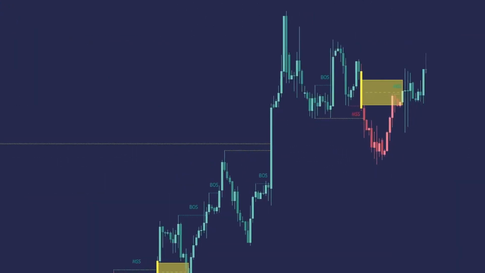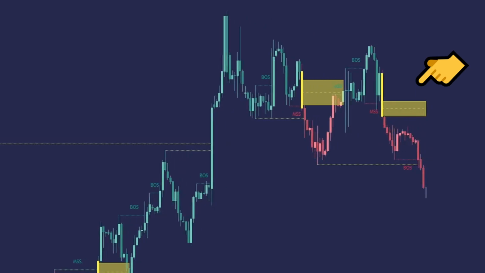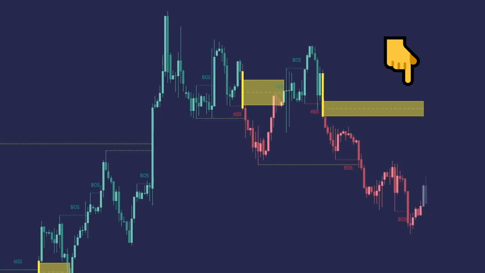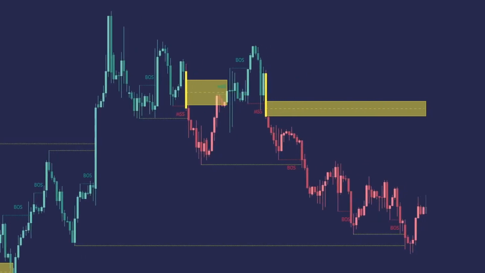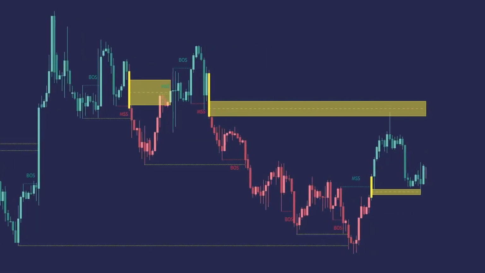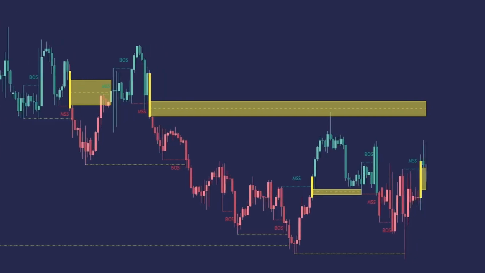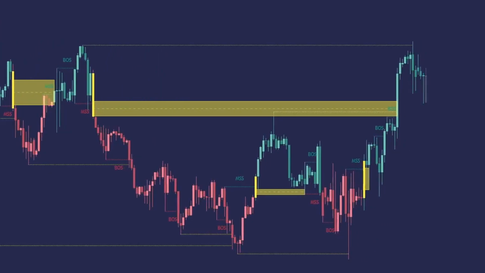Then we also have the ability to look for displacement and show the fair value gaps that were created as a result, filtered by whether they were accompanied by a break of structure or market structure shift, and options to filter out only those imbalances that were created with the strongest displacement to help focus our attention to where the energetic moves are coming from.